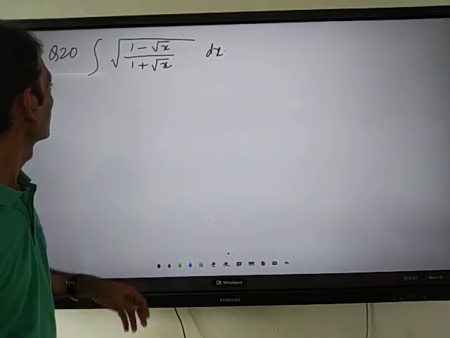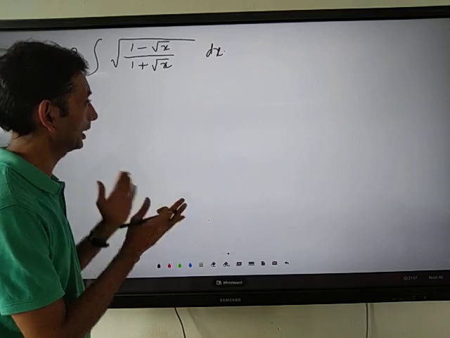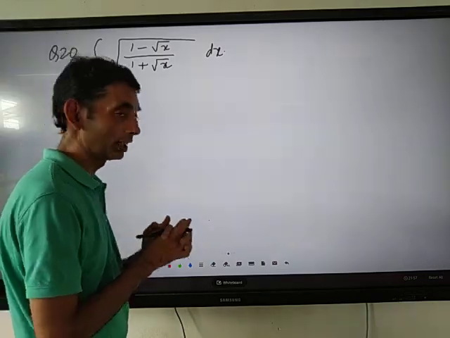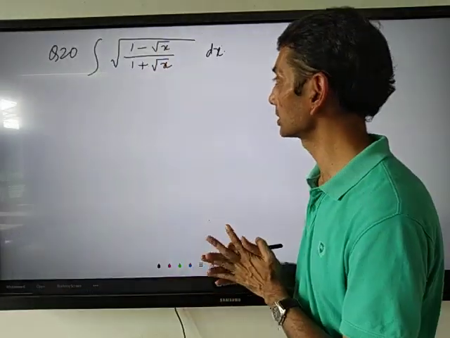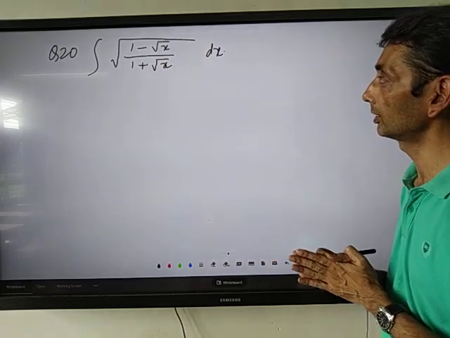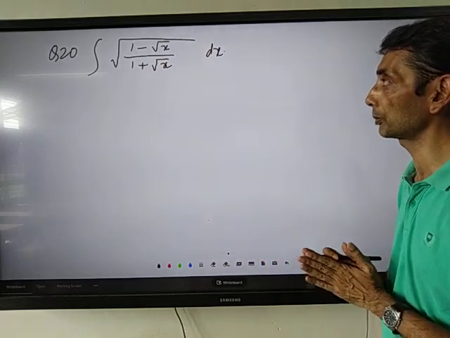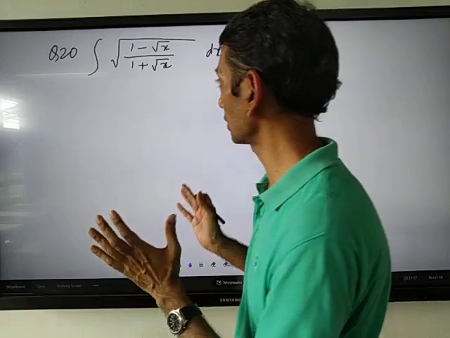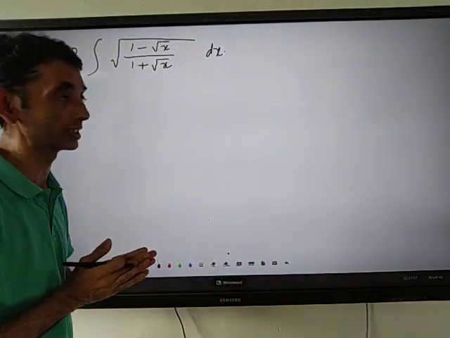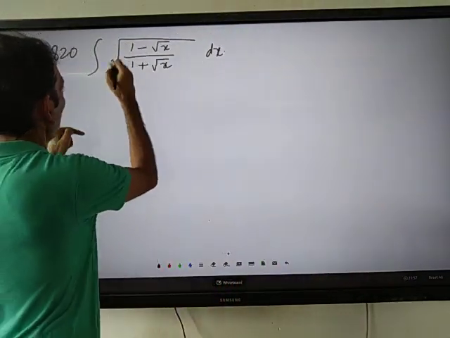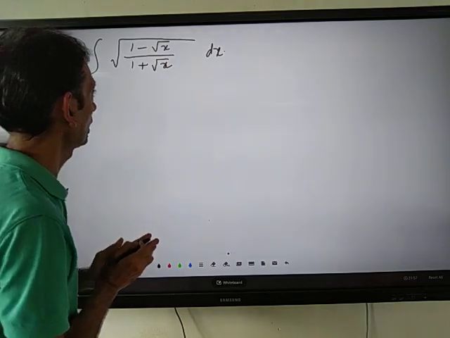This is question 20, and like question 19, this is also a very important question. This is the standard form to solve this type of questions, and that's why I thought let us discuss it. Integration of under root of 1 minus root x by 1 plus root x.